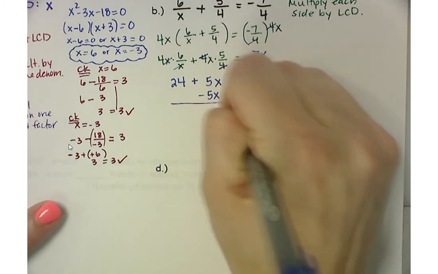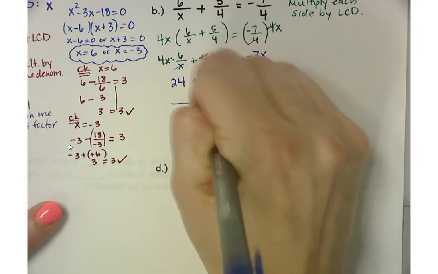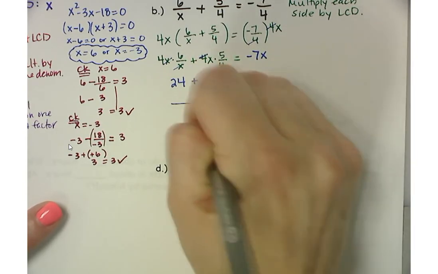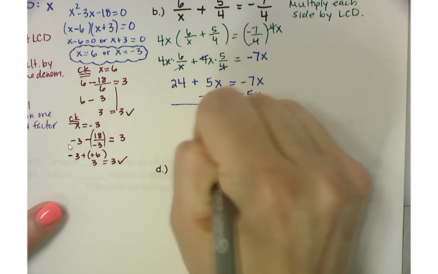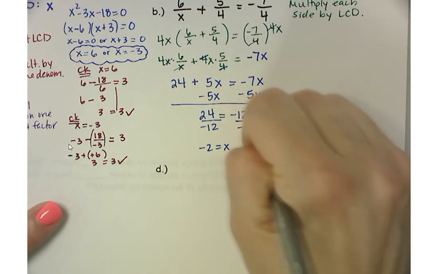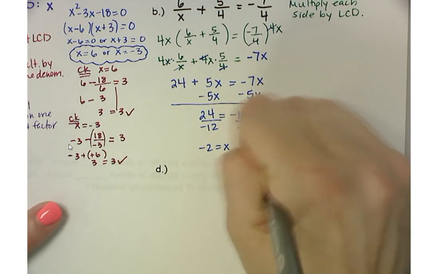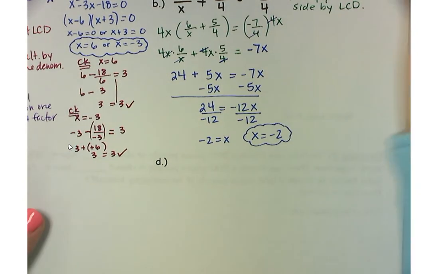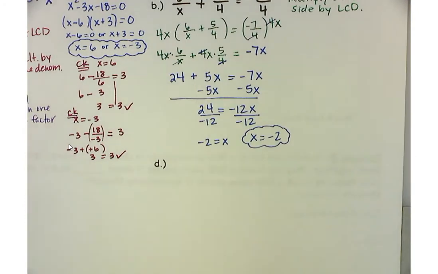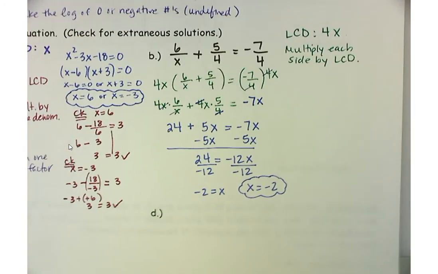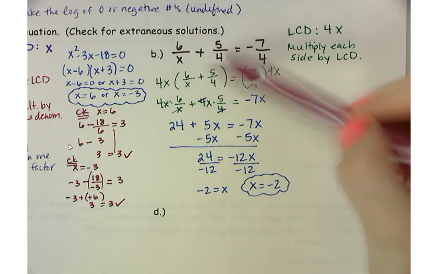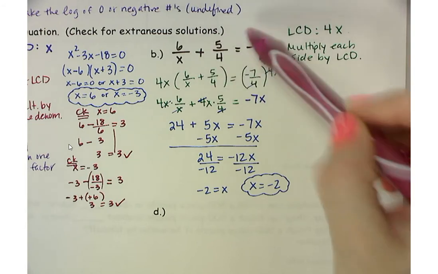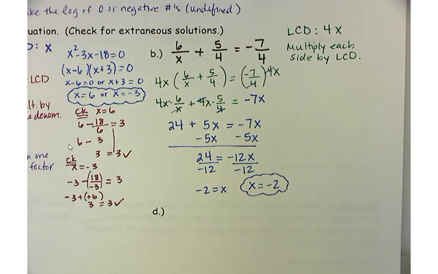And then we're going to check to make sure that that's our solution. Now again, that's not the only way that you could solve it. You could do what we did in the first one, where you're getting the like terms, and then you can cross multiply. That would be another strategy. Okay, so then when you plug this in, you have 6 over negative 2 plus 5/4 equals negative 7 over 4. 6 over negative 2 is negative 3.